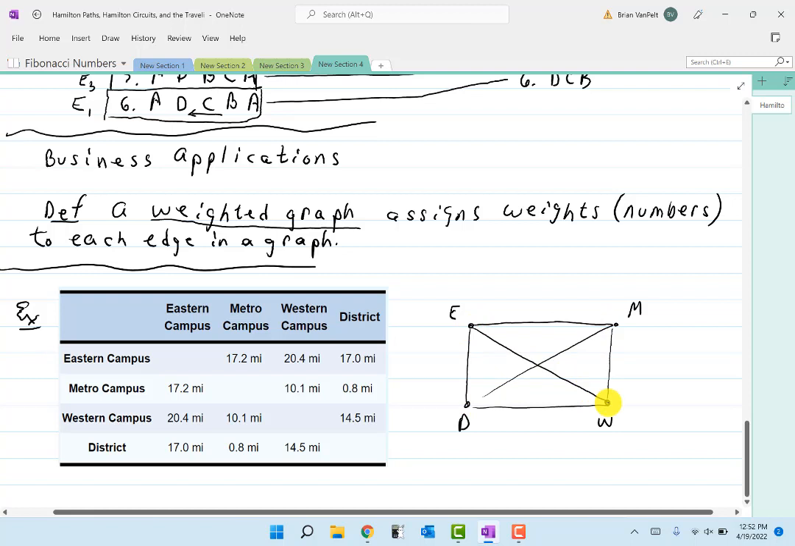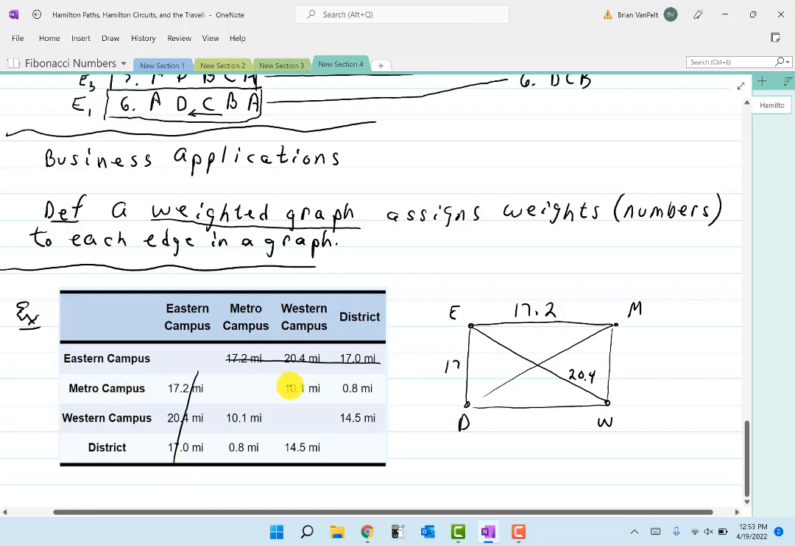Like so, and let me get the mileage down. Start with Eastern Campus. Eastern to Metro is 17.2 miles, so I'll put that there. Eastern to Western is 20.4, so let me put that there. Now when you're labeling these, try to label it so that you don't confuse where the numbers go to. Eastern to District is 17, and then I've taken care of Eastern. Notice that I've also wiped those out too.